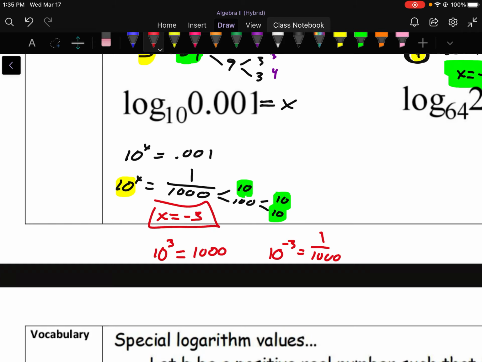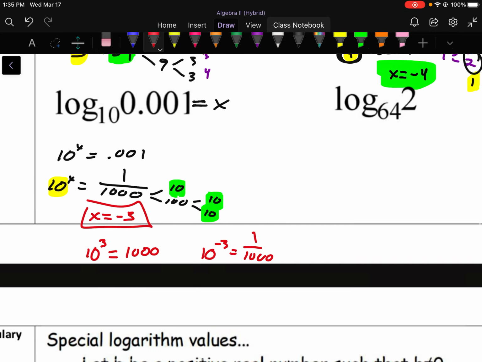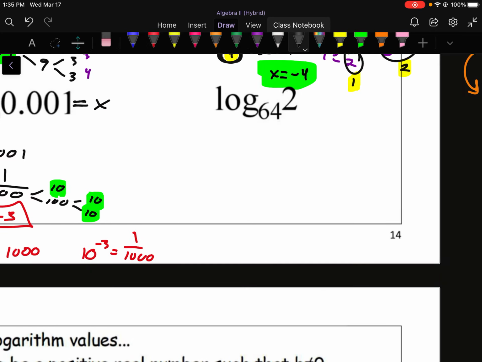So there you go. And then one more example here. We have 64 to the x power equals 2. Now we're going from a big base to a small number. So we're going kind of opposite here. Anytime this happens, you're going to have a fraction exponent.